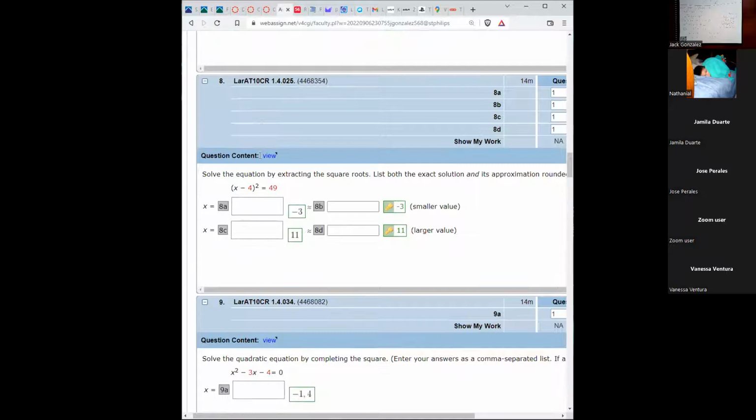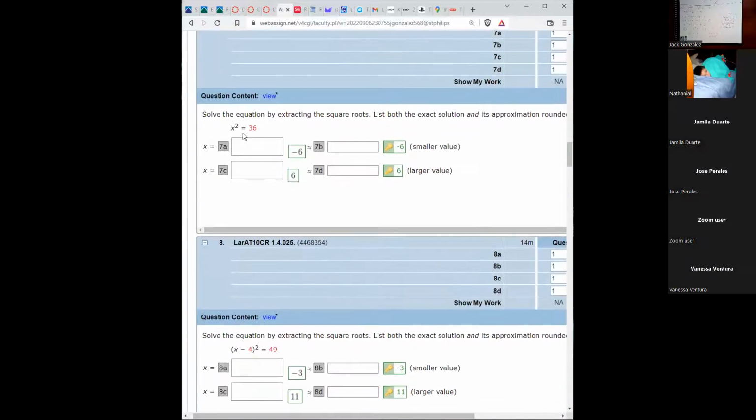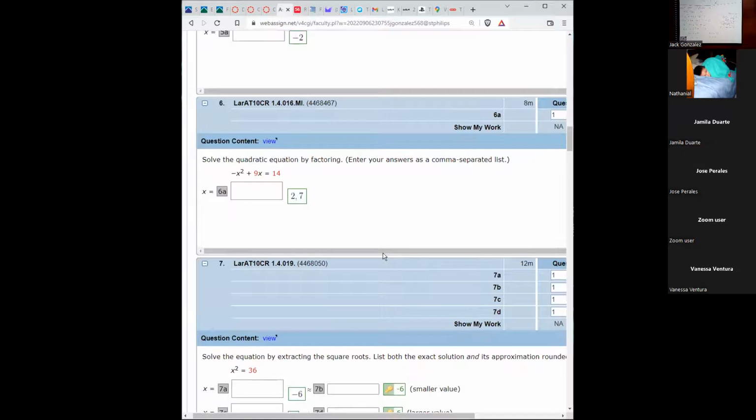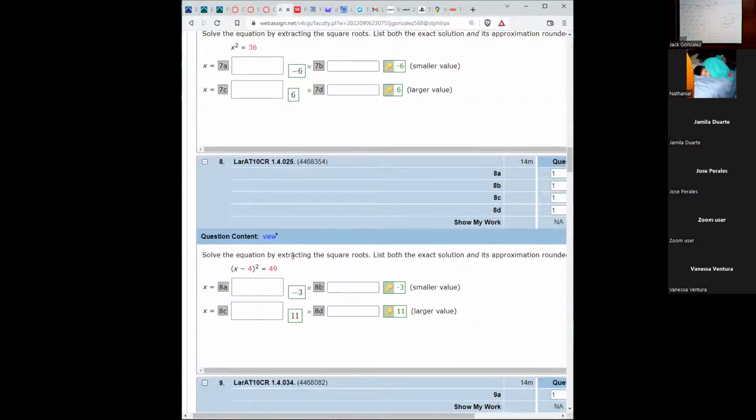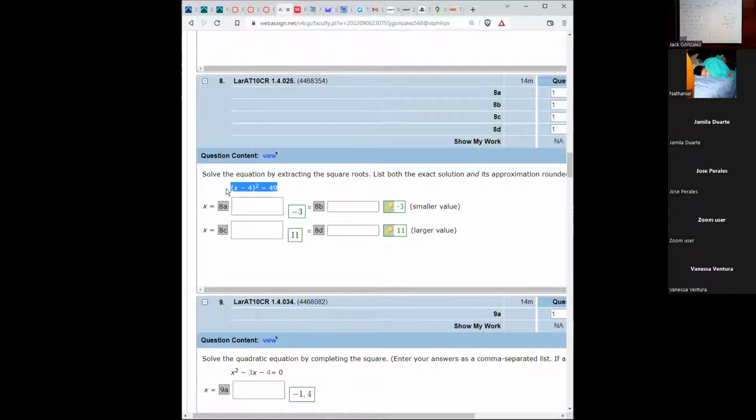7 and 8 are going to be square rooting both sides. It's another technique. It tells you right here: square roots, right? You want to move on to square root type. I'm going to do the hard one. Number 8 looks weird.